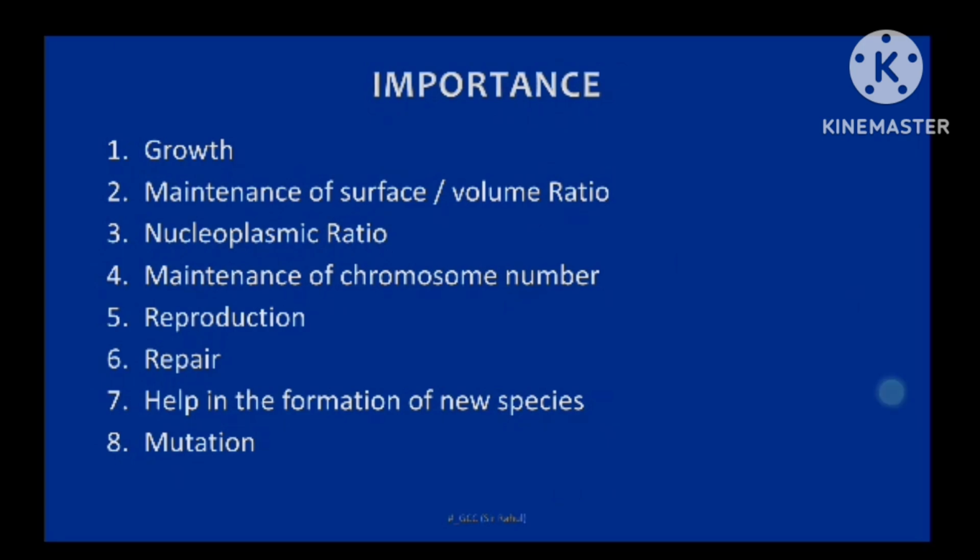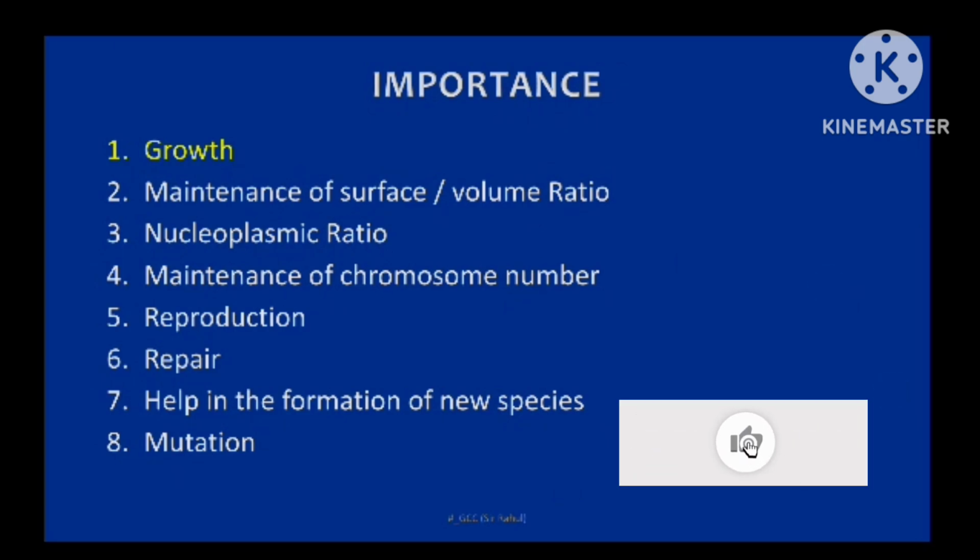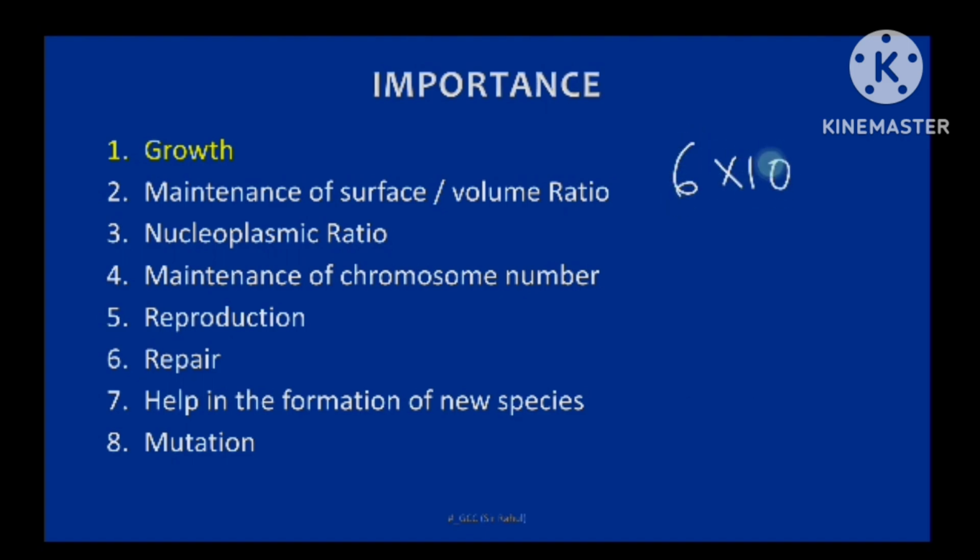First one is growth. Cell division is essential for growth and development of multicellular organisms. The human body has about 6 x 10^12 cells, all of which develop from a single cell, that is the zygote, which has a diploid set of chromosomes, that is 46, through the repeated mitotic process.